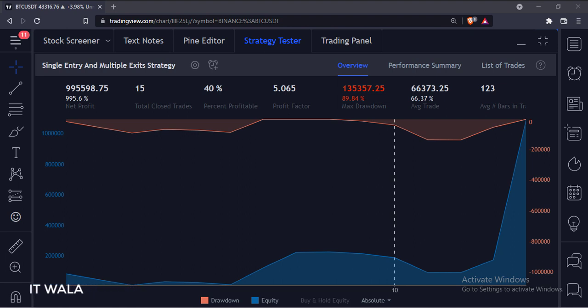You can check the strategy result in the Strategy Tester tab. So that's it. That's how you can implement a single entry, multiple exit strategy in the Tradingview Pine script.